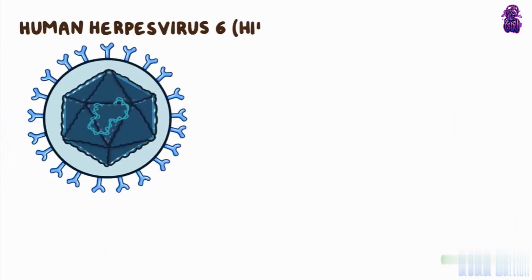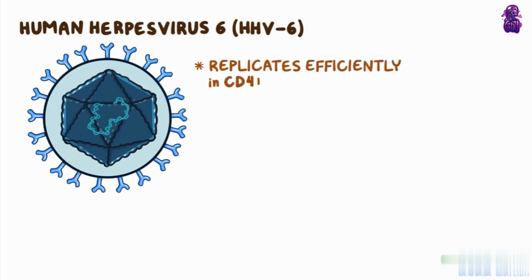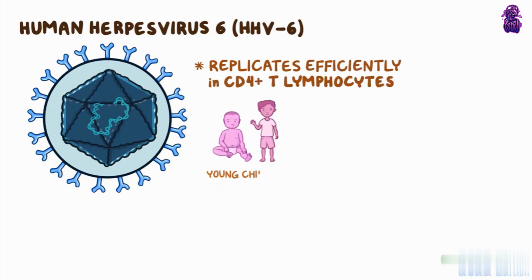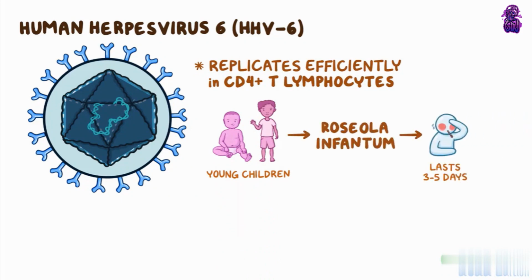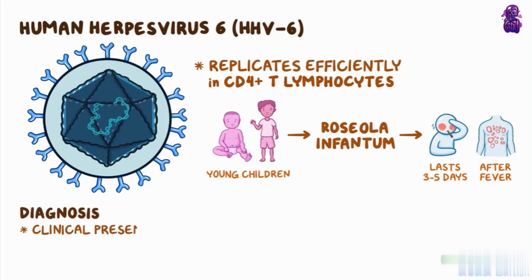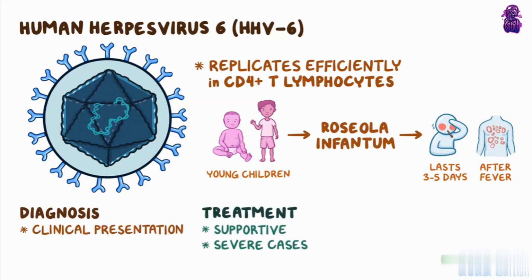Alright, as a quick recap, human herpesvirus 6 is a double-stranded DNA virus that replicates most efficiently in CD4-positive T lymphocytes. In young children, it causes a disease called Roseola infantum, which is characterized by high fever that lasts 3 to 5 days, and a rash that develops after the fever disappears. Diagnosis is usually based upon clinical presentation, and treatment is usually supportive. But in severe cases, antivirals like acyclovir or ganciclovir can be given.